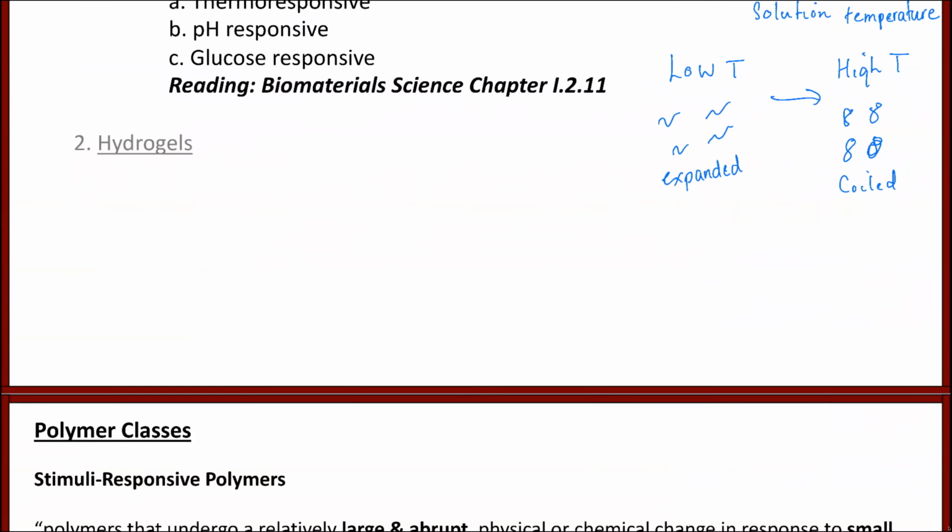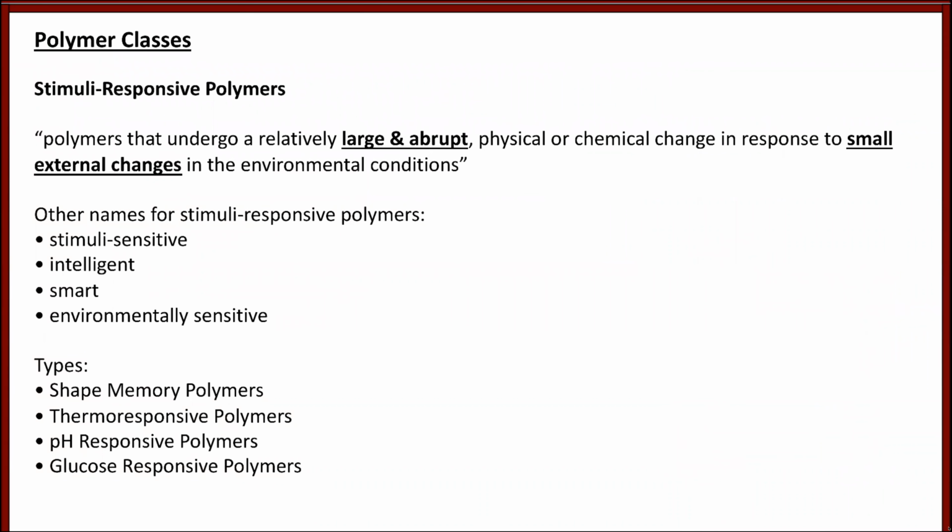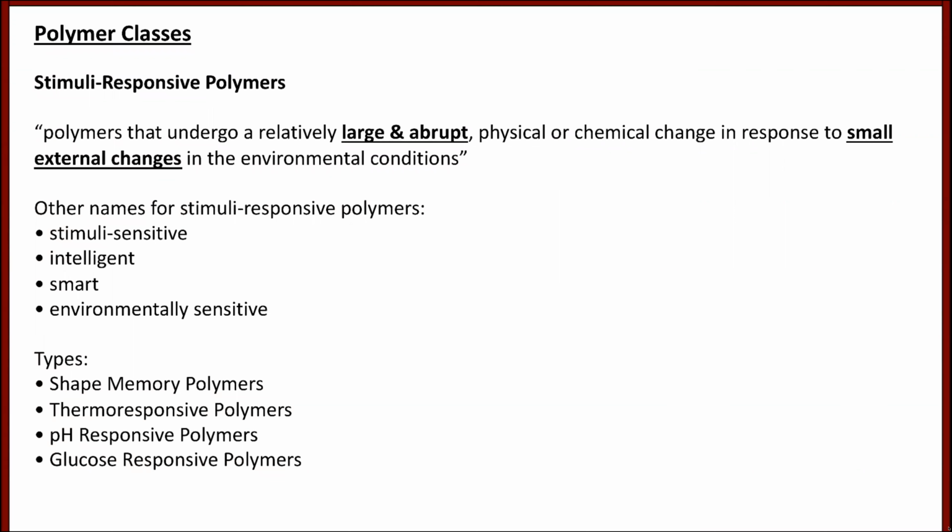So let's talk a little bit more in detail about the thermal responsive polymers. They're polymers that undergo a relatively large and abrupt physical or chemical change in response to small external changes in the environmental conditions. I'm not sure exactly where that definition has come from, but it's pretty concise in what it means.